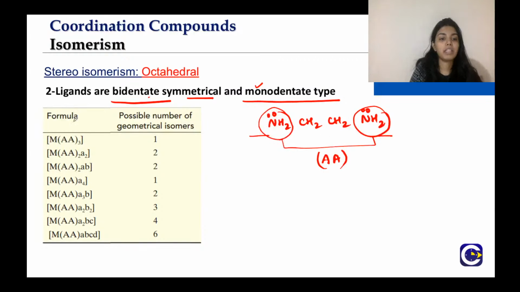So these are the possible complexes that you can have when you have a bidentate symmetrical ligand and monodentate type ligand. So here 3 are bidentate symmetrical ligands; 2 are bidentate symmetrical and 2 are monodentate; 2 are bidentate symmetrical, A and B are monodentate; 1 is bidentate symmetrical and 4 are monodentate. Similarly for other complexes also.